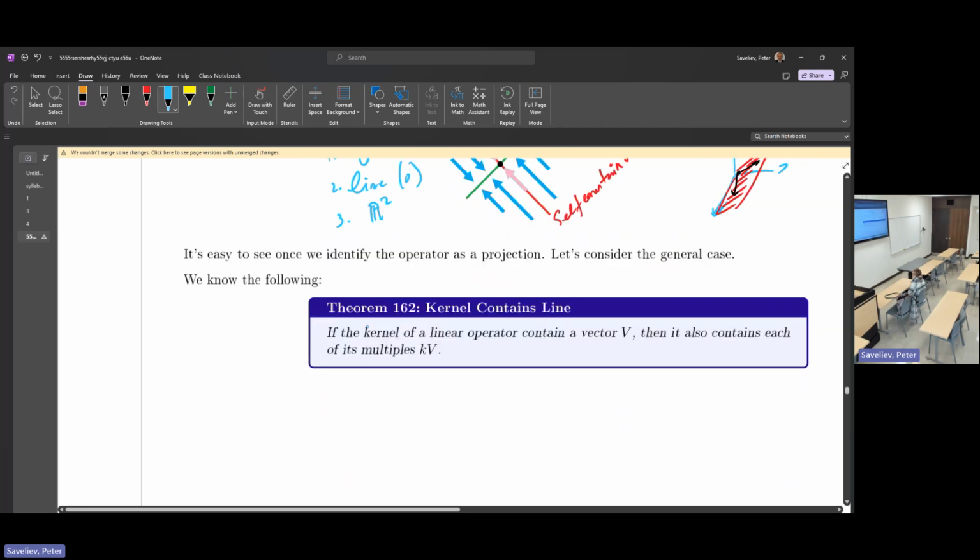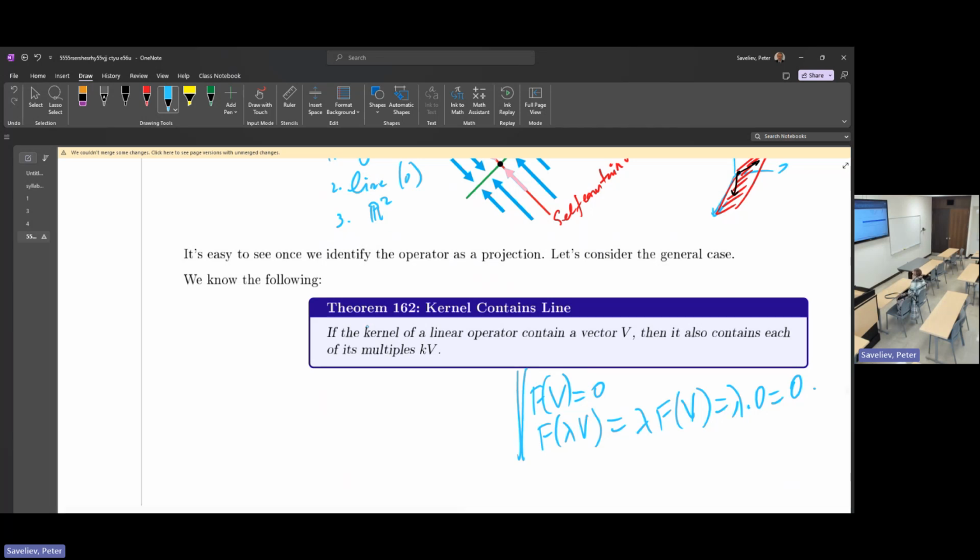That's quite algebraically predictable. If f of v is equal to 0, then if I take f of lambda v, what happens? Because the operator is linear, I can just factor lambda out, and I have lambda times f of v, which is lambda times 0, which is 0. So I have demonstrated that if the kernel contains a vector v, then it contains all of its multiples. Why did I put lambda here? Let's call it k.